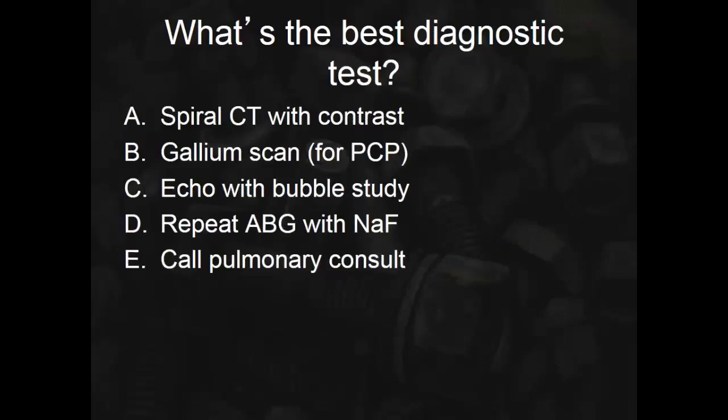So PCP, pneumocystis pneumonia, can be detected by gallium scan. That happens. Echo for bubble study if you're worried about shunt, because I said, hey, she must have shunt. Repeat ABG with sodium fluoride. Cold pulmonary is the wrong answer on a test. All right, so what's the right answer? Anybody know what sodium fluoride does? No. So would you choose it as an answer? You have other reasons, right?